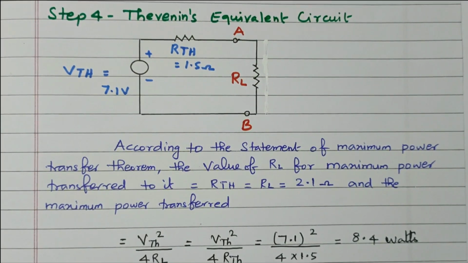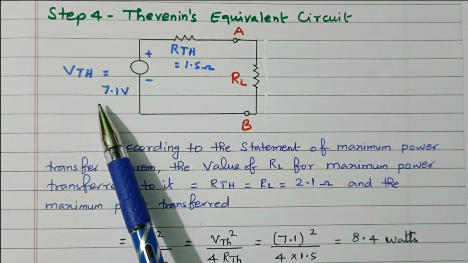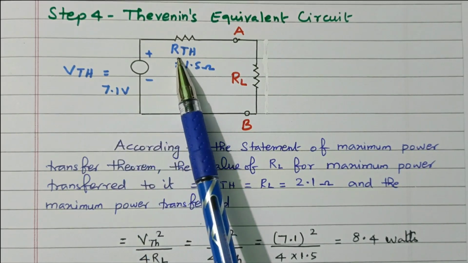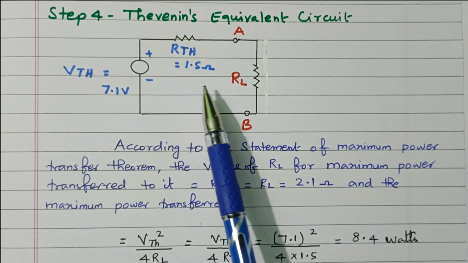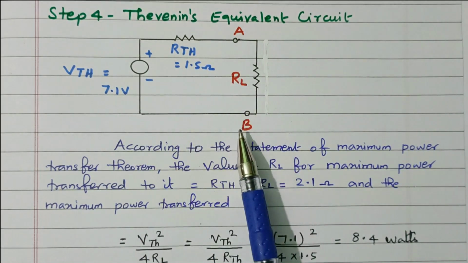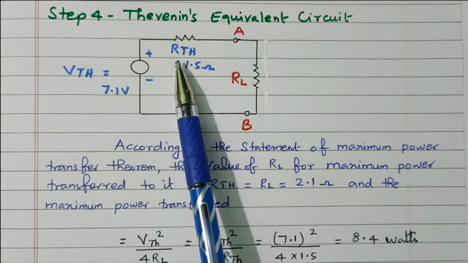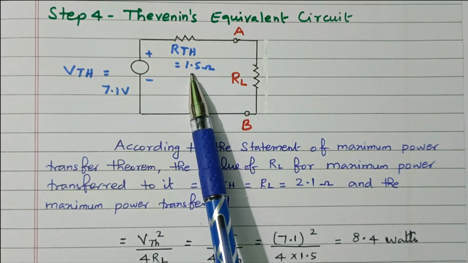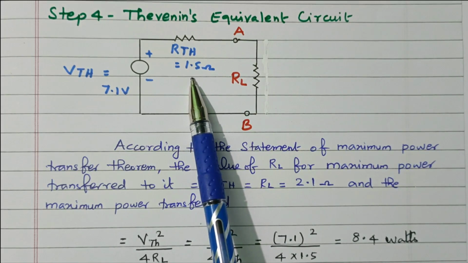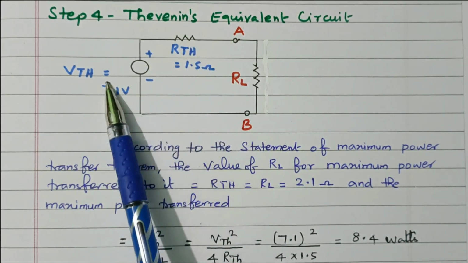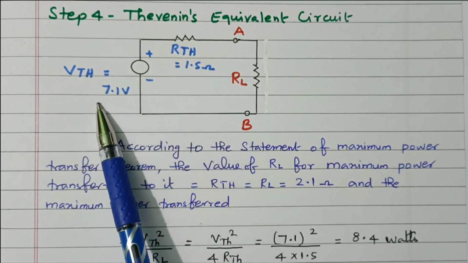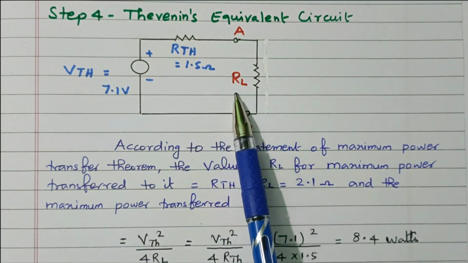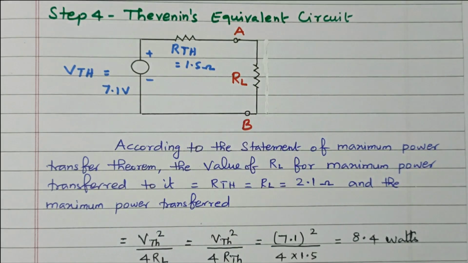So this is the Thevenin equivalent circuit. VTH is minus 7.1 voltage. RTH is 1.5 ohm. This is the load terminal RL. So based on the condition what is given, this RTH equal to RL. So RL value is nothing but 1.5 ohm. Right? That is the advantage of this Thevenin equivalent circuit. The complicated circuit is simplified with a single voltage source and resistance. This resistance is equal to RL based on the maximum power transfer theorem.